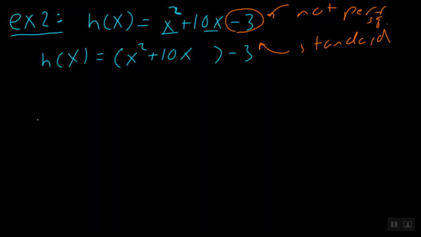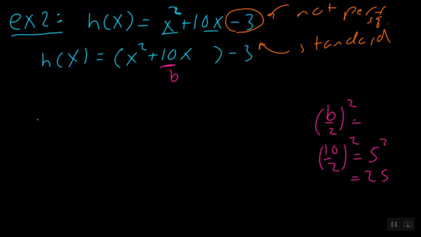Now, if you will recall, what's our trick? Well, our trick is b over 2 squared, and what is our b term? Our b term is always this coefficient in front of the x. Okay. So we're going to have 10 over 2 squared, and 10 divided by 2, of course, we know that is 5 squared, and 5 squared is equal to 25. So we're going to write plus 25 right there.